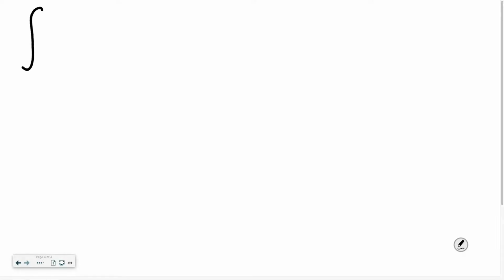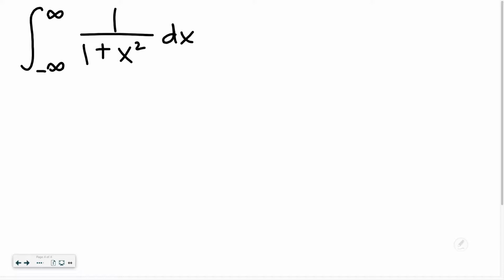All right, my favorite example of the day. We're going to negative infinity. Write it down. This is the bell curve looking thing, but not an actual bell curve.